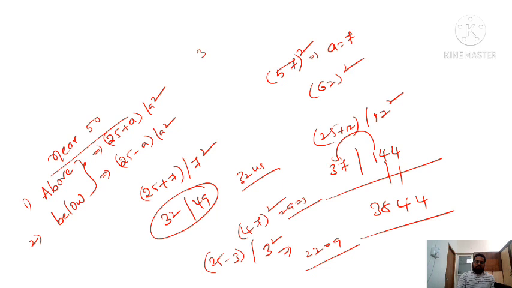For example, 35 whole square. How much is below? 15 is below. 25 minus 15 is 10. Then 15 square is 225. So the 2 is added to 10, and 1225 is the answer. So this is very easy to find near 50.